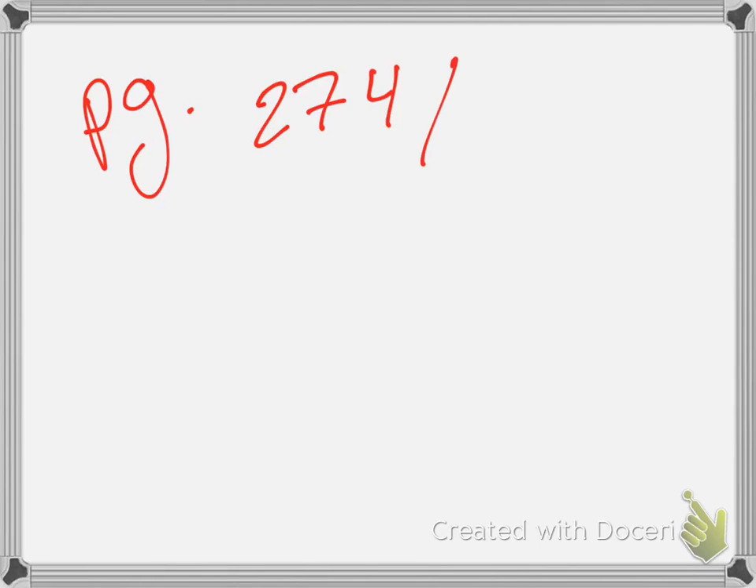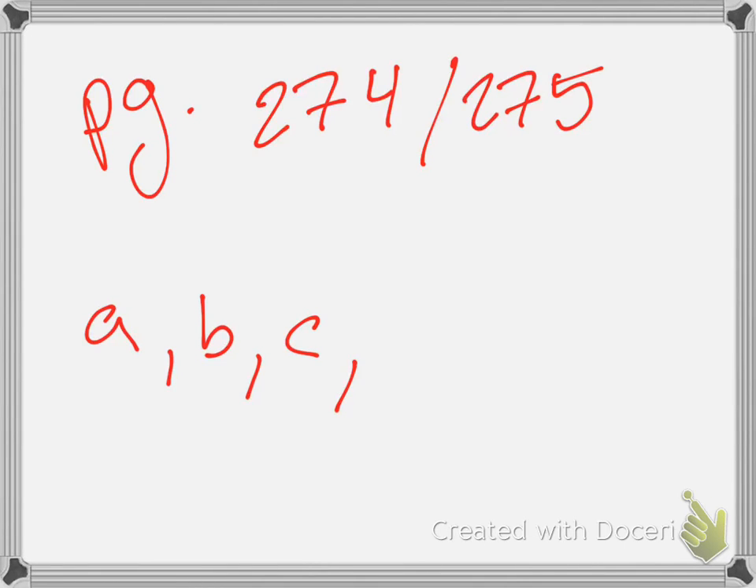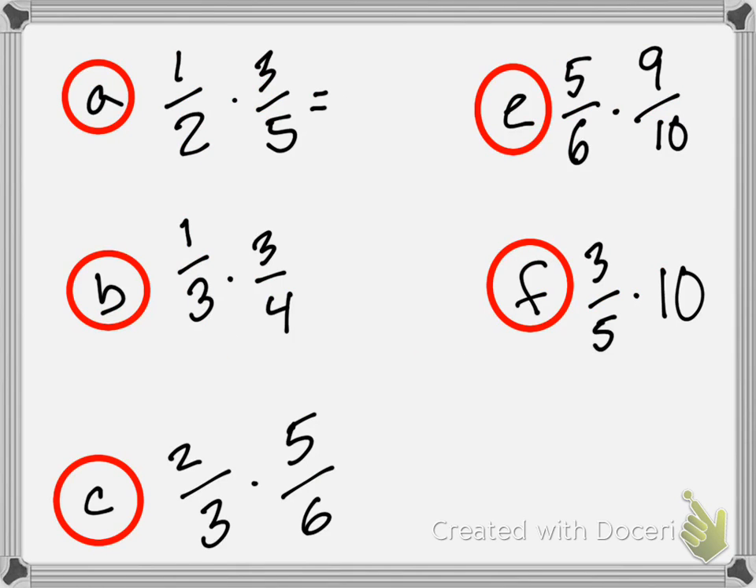Excellent. So what I want you guys to do is go to page 274/275, and you're going to do some of the practice problems. You can pick A, B, C, E, or F. Pick 3 of those problems. For A, can I cross-cancel anything? No. So we just get 3 over 10. We can't simplify. For B, can I cross-cancel anything? Yes. 3 and 3 become 1s. We get 1 over 4.